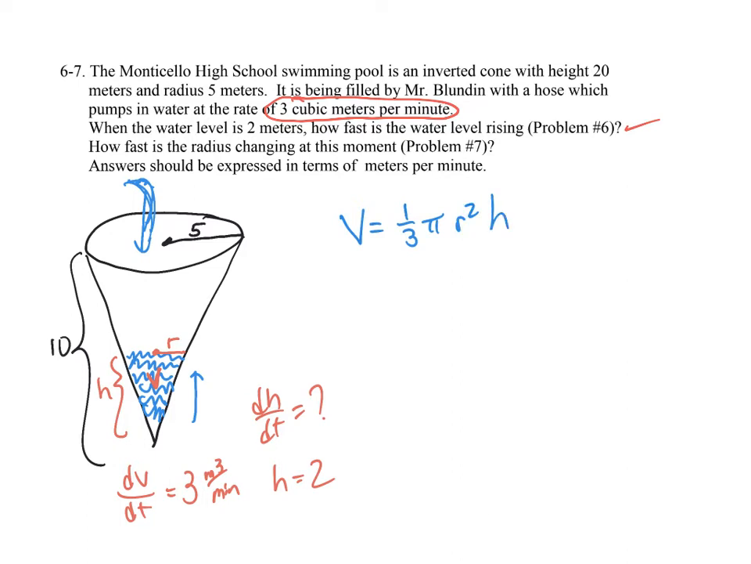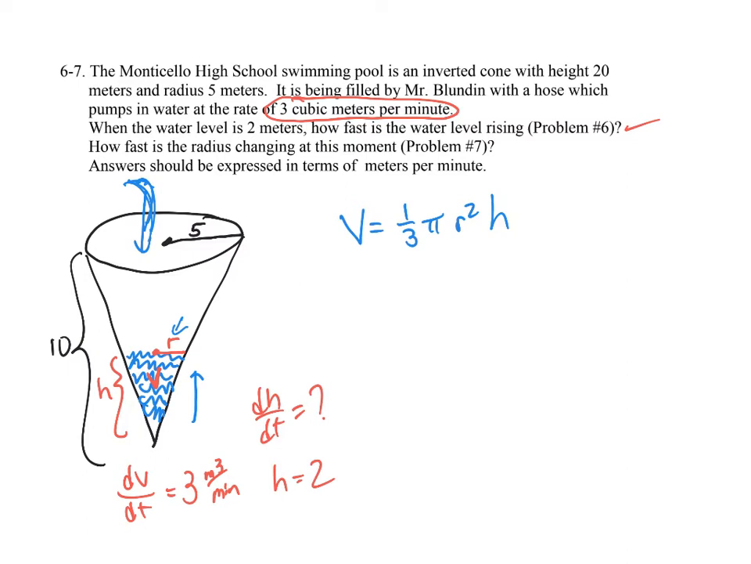So that's good news. We have a formula, but the bad news is we've got some extra variables in there that we don't have information for. So before we proceed, I need to figure out how to deal with the radius of this water. The radius of the cone itself, the container, is 5. It's constant, but this radius down here is changing. And so I need to find a way to include that in my formula. Well, the good news is these are similar triangles.